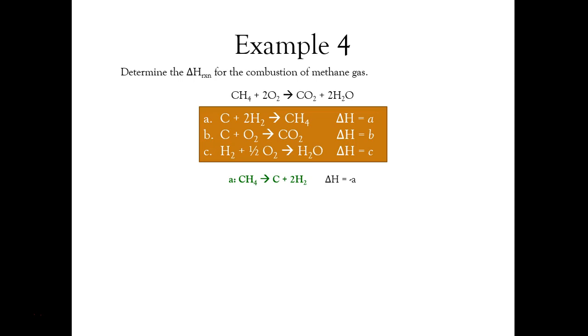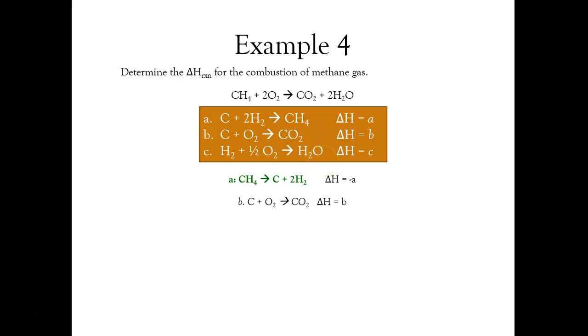Okay? Now, oxygen is next, but if you look carefully, we have oxygen in 2 different equations. So we're going to skip that for now, and we're just going to assume that it's going to work itself out at the end. Okay? So let's move on. Carbon dioxide. Carbon dioxide is in equation B. It's on the correct side of the equation, and it has the correct sign, so we can use B as is. Okay?